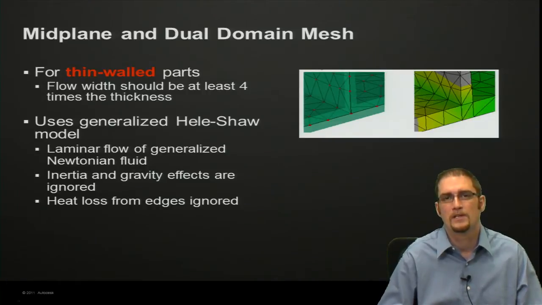But if you need a guideline to go by, I would say you would want your flow length to be at least 4 times the thickness of your part, and we would say that's a thin-walled part and would be suitable for dual domain and midplane mesh type.